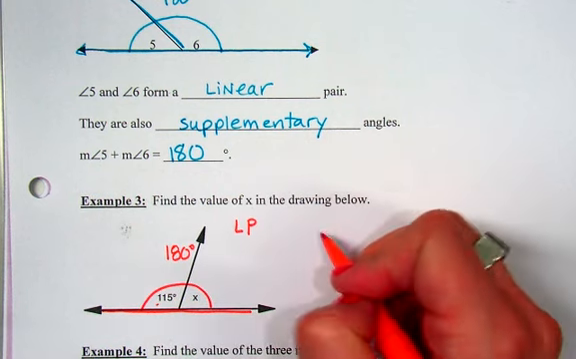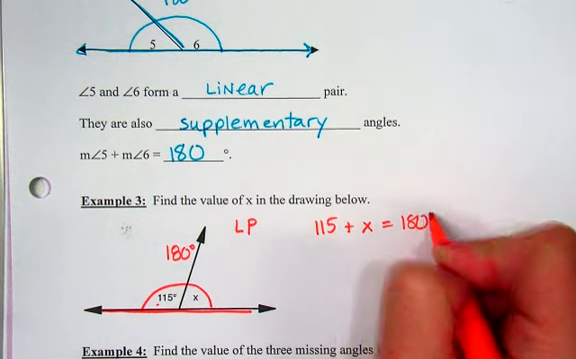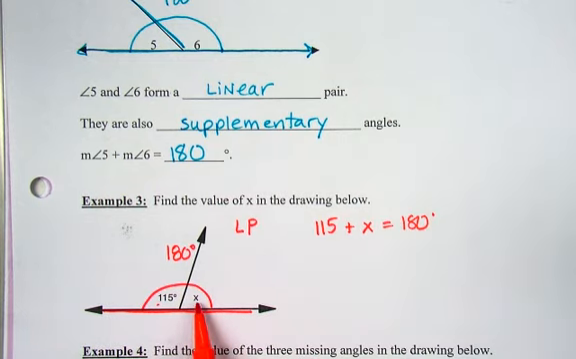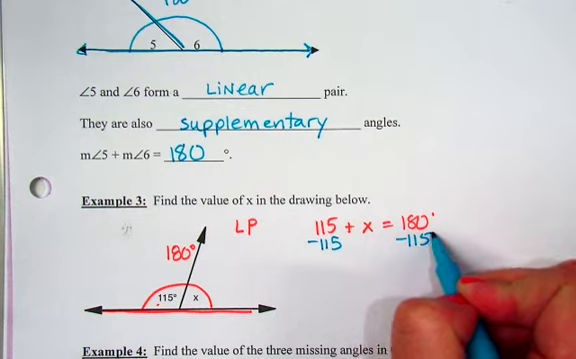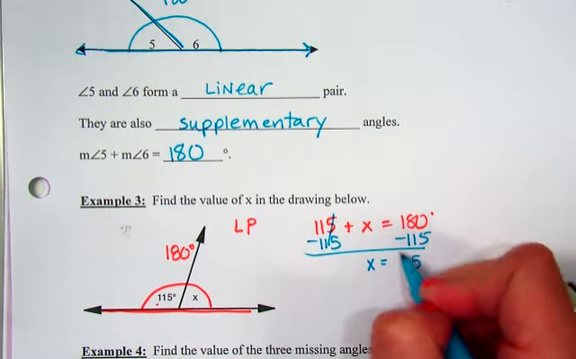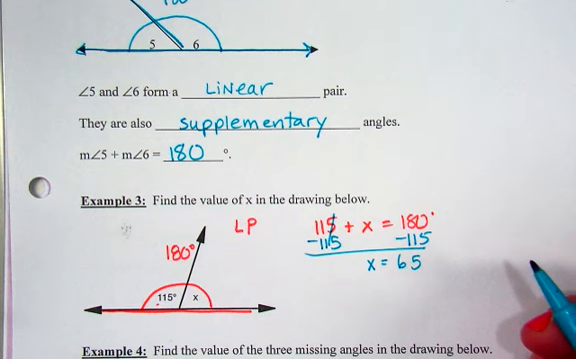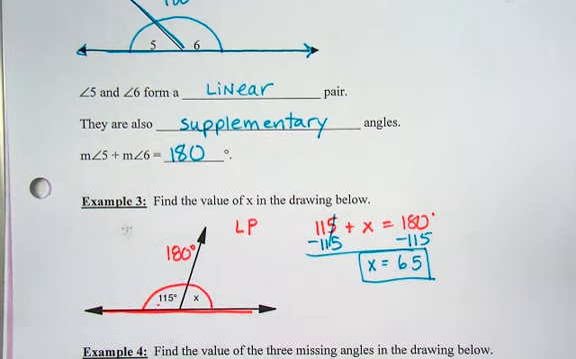So we can set it up two different ways. We can just set it up like this with an equation. 115 plus x equals 180. And then we know how to solve this. We would subtract 115, and we get 65 degrees. And that's our answer.